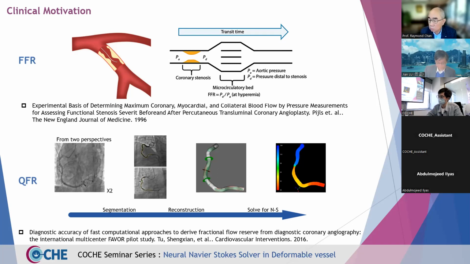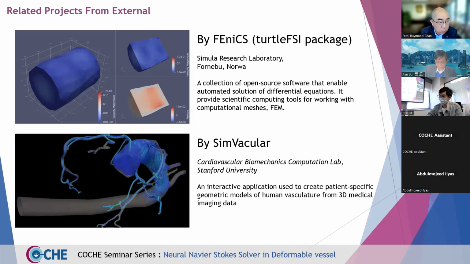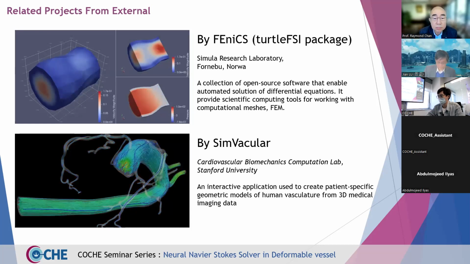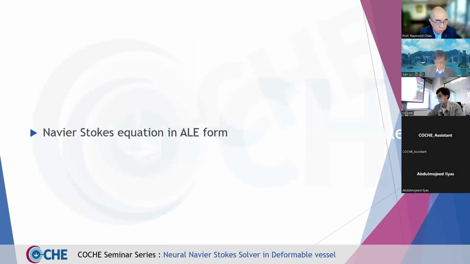But the main shortcoming of this method is that it ignores the elasticity or deformable properties of the vessel wall, so it may bring some error. So the main factor in our work is that we consider the vessel deforming. There are some open packages or software related to our work. For example, FEniCS, which is open software for the finite element method in numerically solving partial differential equations. Another one is SimVascular, which is developed by a Stanford University lab and is specific for blood simulation. Then we will talk about our mathematical formulation.